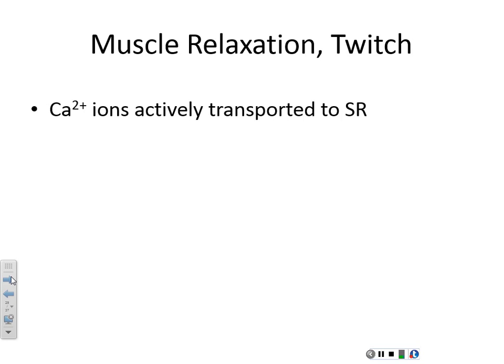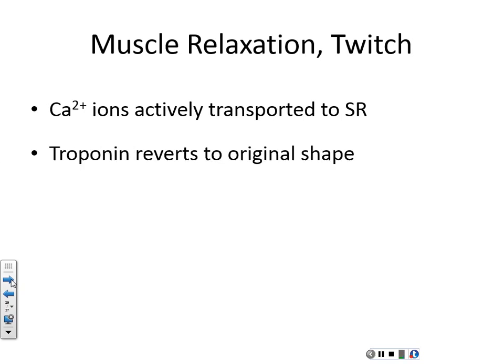That's why towards the end of the exercise you tend to get cramps, because you don't have enough ATP to pump all that calcium back into the sarcoplasmic reticulum so the muscle can relax. That's why it's painful when you have a Charlie horse, a cramp. It's really bad, because the muscle stays in a state of contraction because the binding sites are exposed.